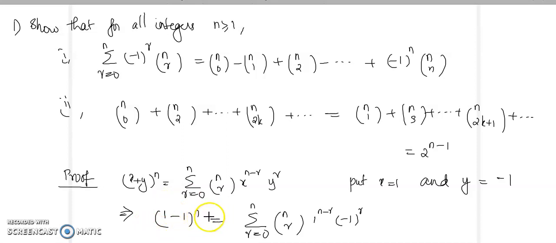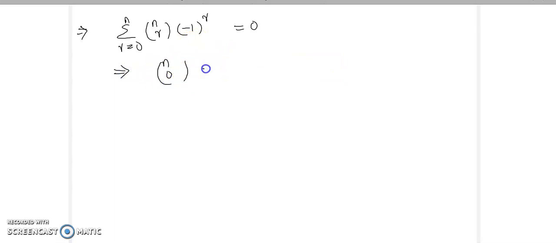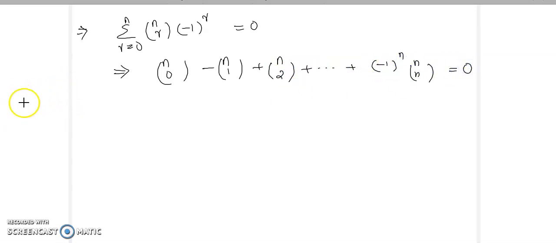So therefore we will get summation r equal to 0 to n nCr (minus 1) raised to r is equal to 0. So upon expanding the terms, you will get nC0 minus nC1 plus nC2 plus etc. So the last term will be (minus 1) raised to n nCn is equal to 0. So that is the proof for the first part.